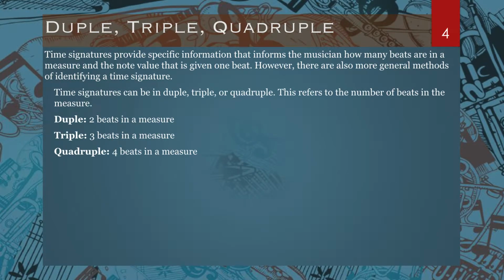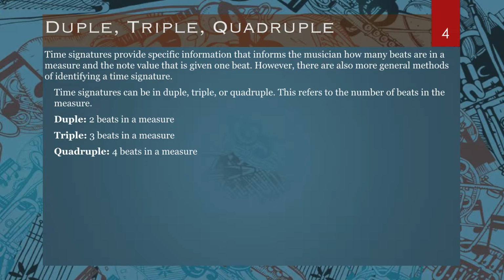So let's break this down a little bit further. Time signatures provide specific information that informs the musician how many beats are in a measure and the note value that is worth one beat. We already know this. But time signatures can also be in duple, triple, or quadruple time. This refers to the number of beats in the measure. So if a time signature has a 2 on top, it's duple. If it has a 3 on top, it's triple. If it has a 4 on top, it's quadruple.